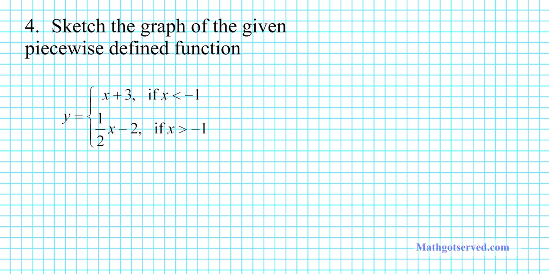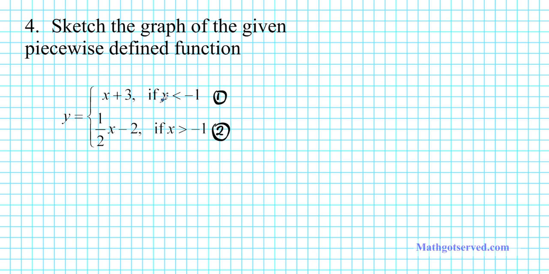All right, let's take a look at question number 4. We're to sketch the graph of the given piecewise defined function. So we have two lines that we're graphing on two planes. Let's go ahead and label the lines. Line number 1 is going to be on plane 1, and line number 2 is going to be on plane 2. Now, the partition, the line that separates our two planes, is going to be the line x equals -1.